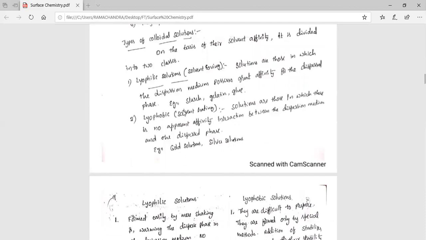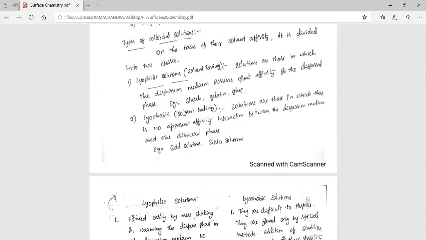So on the basis of their solvent affinity, the colloid solutions are classified into two types. One is lyophilic solutions. The second one is lyophobic solutions. Lyophilic solutions are those in which the dispersion medium possesses greater affinity for the dispersed phase.